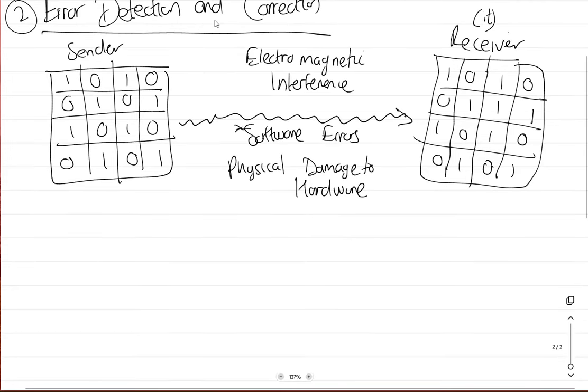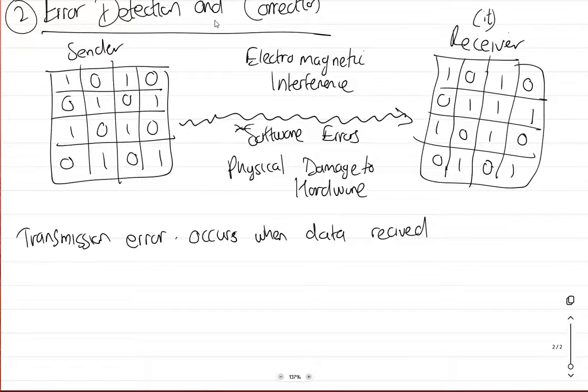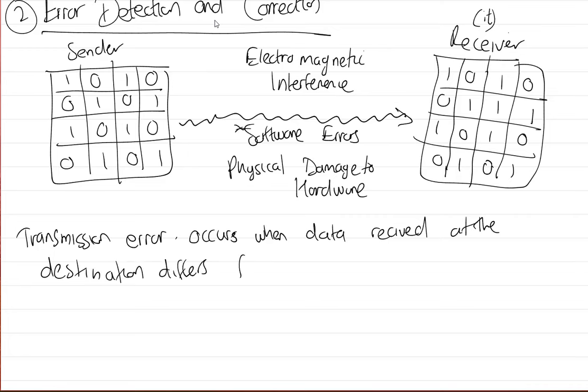But anyways, this is the basic rationale. There is some interference, and that causes the information to change. This is also called a transmission error. A transmission error occurs when data received at the destination differs from what was originally sent. That's called a transmission error.